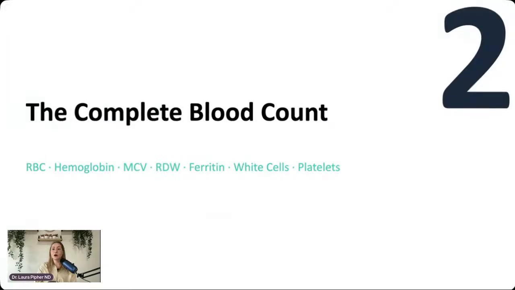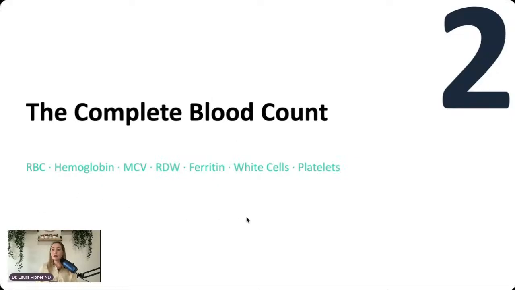Okay, moving on from the cholesterol, we're going to talk about the complete blood count. So we're talking about the red blood cells, we're talking about MCV, we're talking about ferritin, and hopefully you can get some really good insight from this.